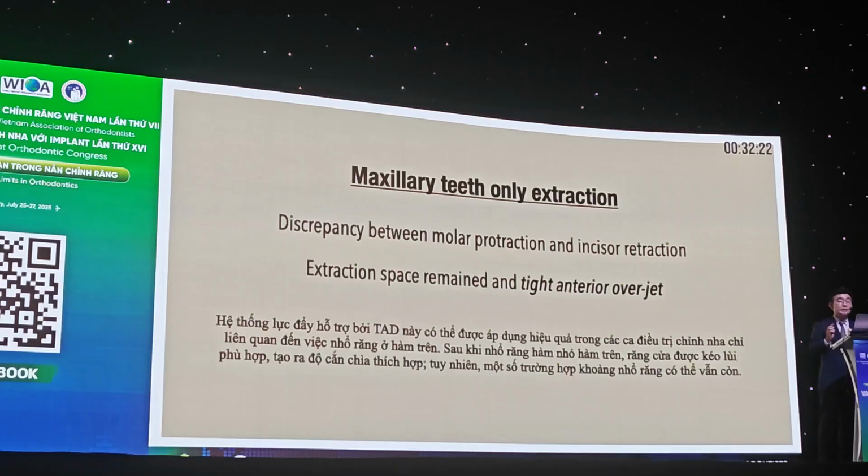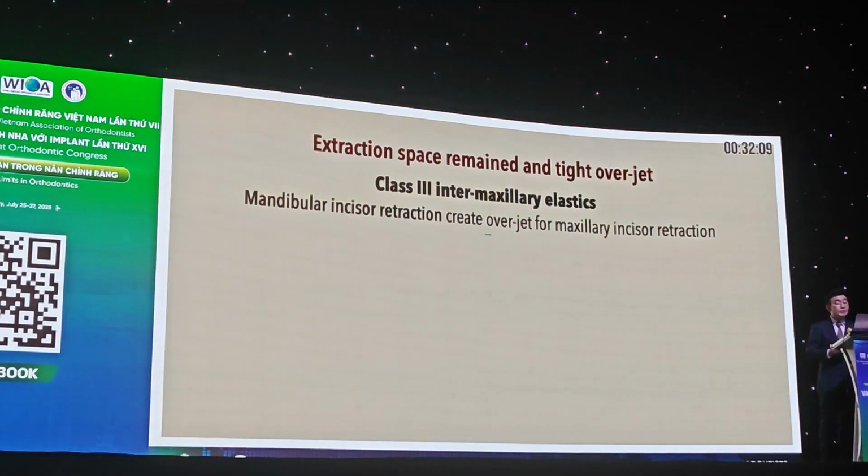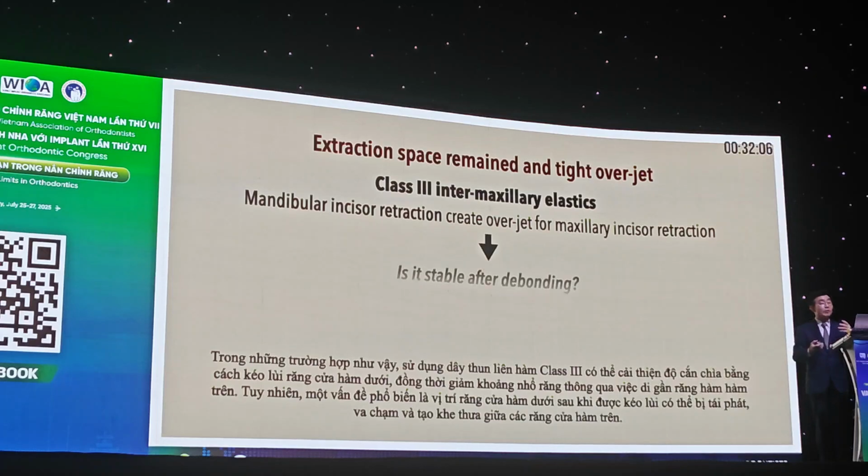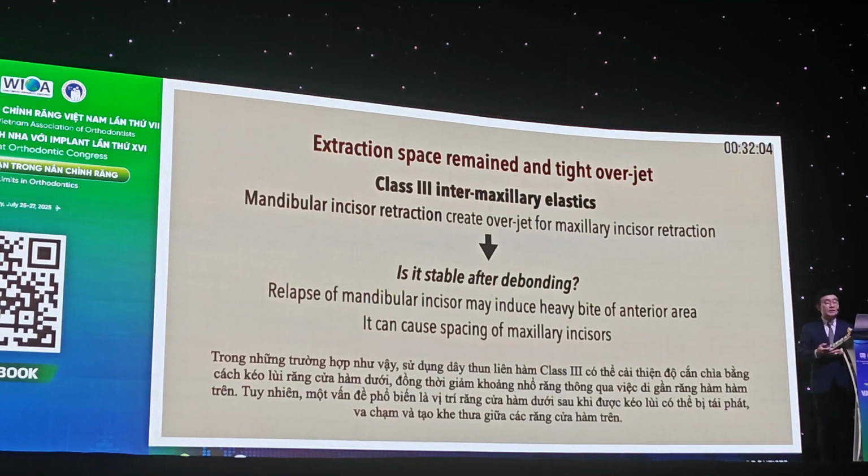Following the extraction of the maxillary premolars, the incisors adequately retracted, resulting in a proper overjet. However, certain cases may still present with residual extraction spaces. In such instances, implementing class 3 intermaxillary elastics can enhance overjet through the retraction of the mandibular incisors whilst simultaneously reducing extraction space through the forward movement of the maxillary molars.